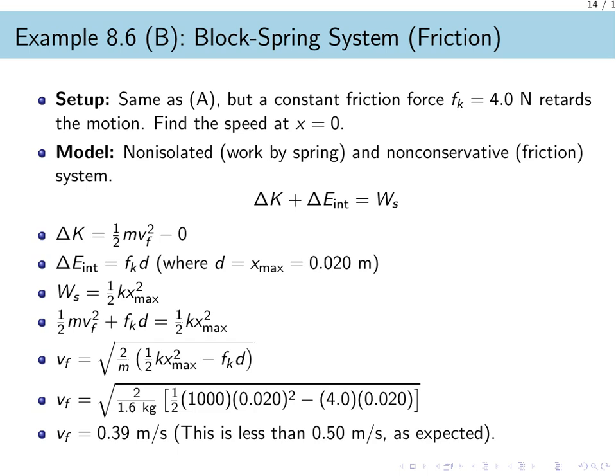The change in kinetic energy is 1/2 m v final squared. The change in internal energy is F sub k times d, where the distance d is the compression, 0.020 meters. The work done by the spring, W sub S, is still 1/2 k x max squared. Our equation becomes 1/2 m v final squared plus F sub k d equals 1/2 k x max squared. Solving for v final and plugging in the values, we find the new speed is 0.39 meters per second, which is less than the frictionless case, as expected.